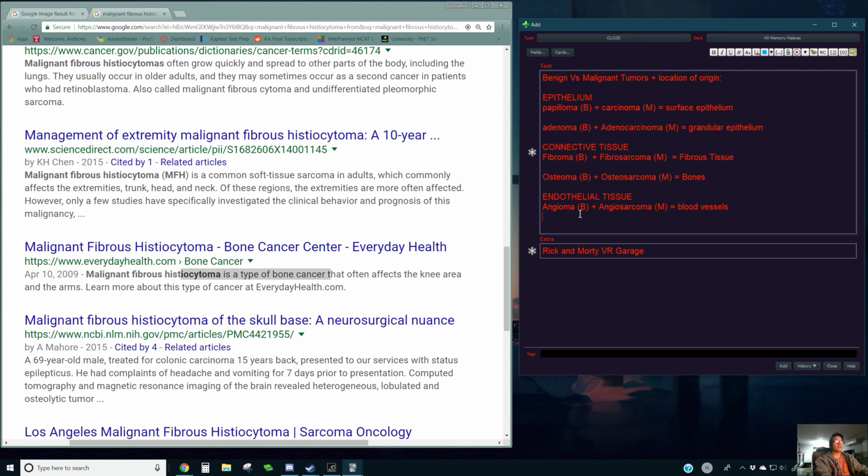I got this wrong. It was hemangioma. Hemangiosarcoma.